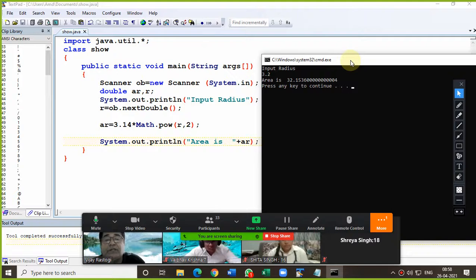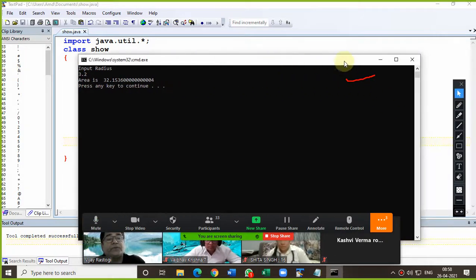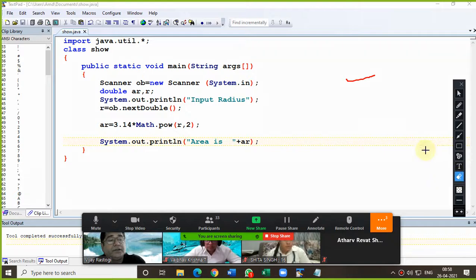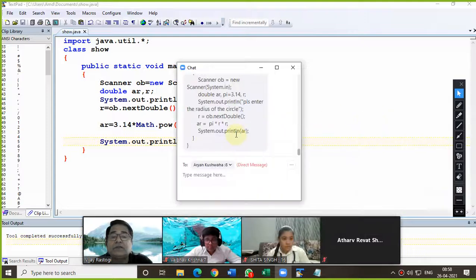Maitri, if you are not using the double variable for the result, then you will not get the accurate answer. Am I clear, everyone? Yes, sir. I hope this one is clear for everybody. Those who are not clear, in case of any query, they can ask.